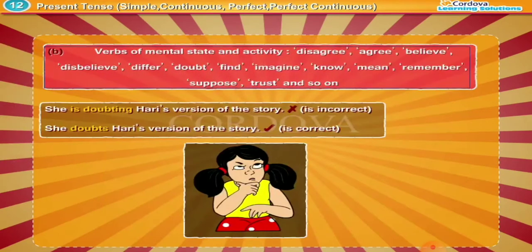Verbs of mental state and activity: disagree, agree, believe, disbelieve, differ, doubt, find, imagine, know, mean, remember, suppose, trust, and so on. She is doubting Hari's version of the story is incorrect. She doubts Hari's version of the story is correct.